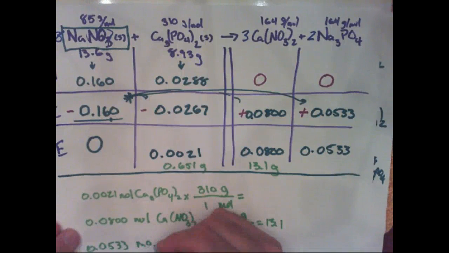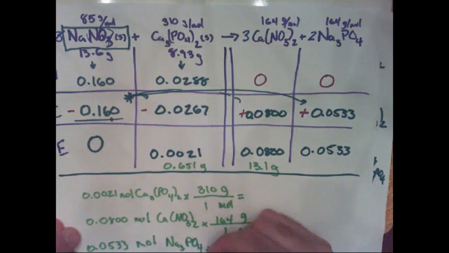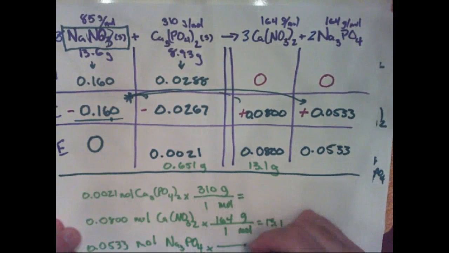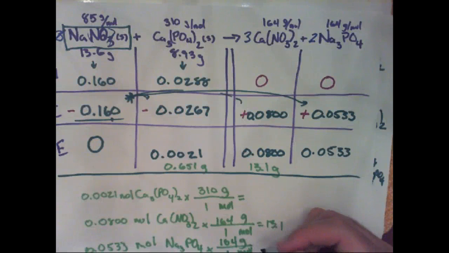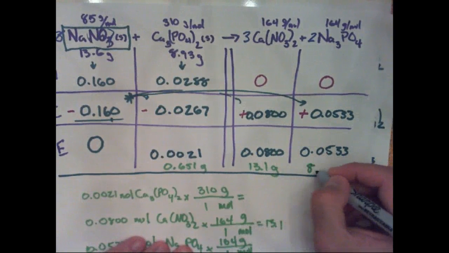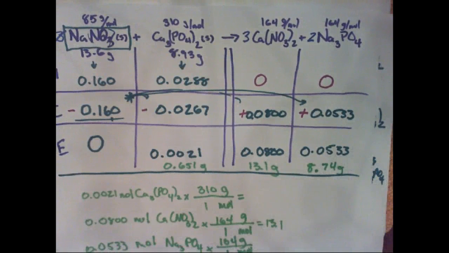Then we do the same thing for this last one, 0.0533 moles of sodium phosphate. We X-line it. We have, for every 1 mole, it's 164 grams. Okay, and so now we do 0.0533 times 164, and so that is equal to 8.74 grams.